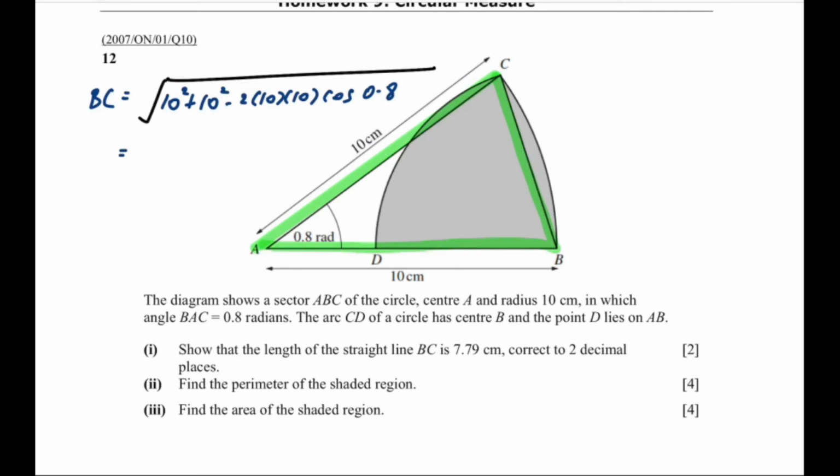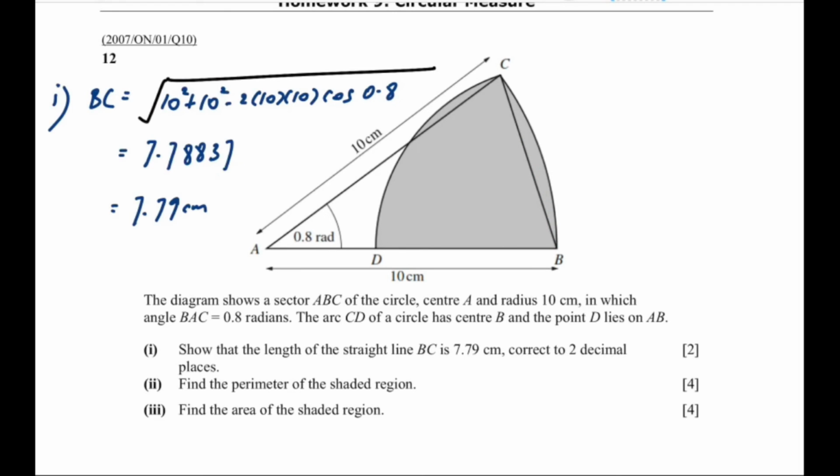Don't write this answer straight away. You should correct it to two decimal places, so give it more: 7.78837, and then correct to two decimal places, 7.79 cm. That is the first answer.